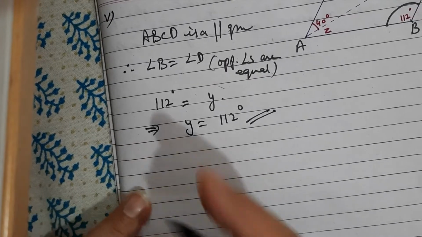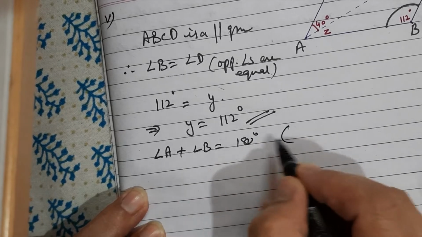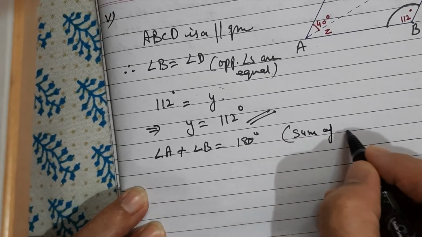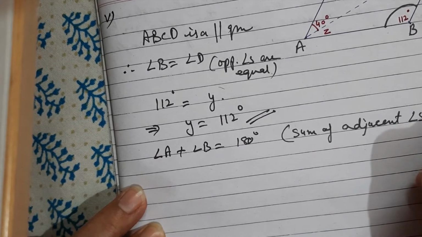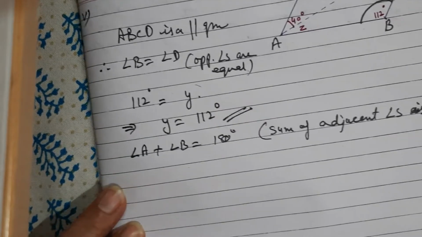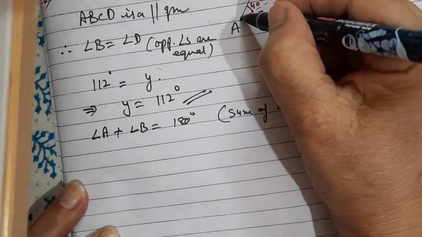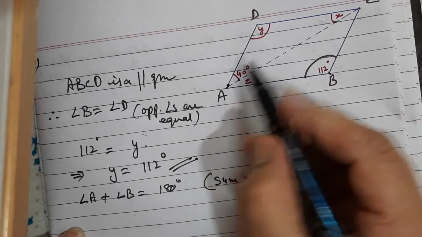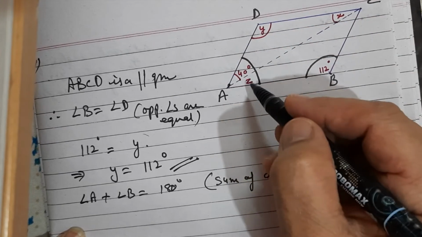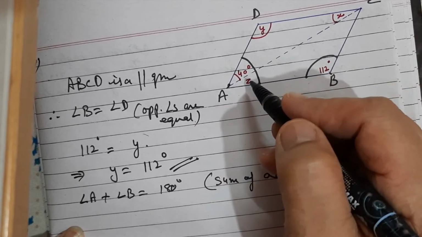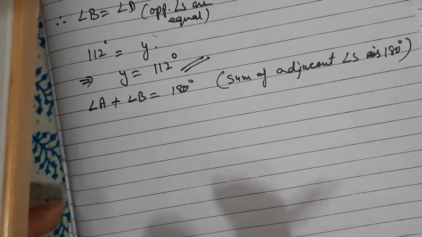Now angle A plus angle B is equal to 180 degrees. Why? Sum of adjacent angles is 180 degrees. Angle A, this is angle A, this is angle A, and A is this whole. In this whole, two measurements are given. One half part is half or maybe more than half or less than half, we don't know, 40 and Z. So two parts are there in angle A.